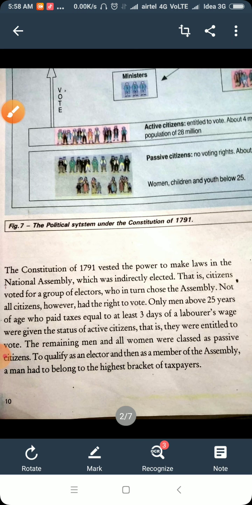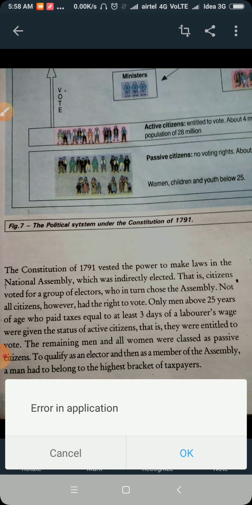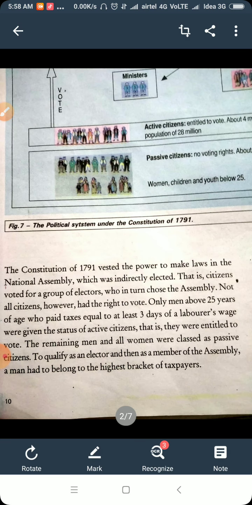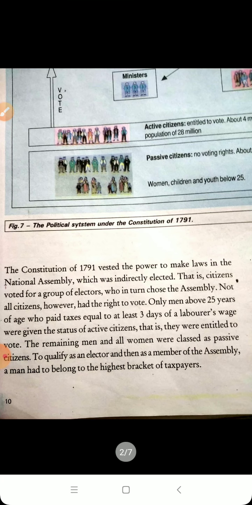So it happened later. To qualify as an elector, and then as a member of the assembly, a man had to belong to the highest bracket of taxpayers. That means if you want to contest the election, to become a member of the assembly you should belong to the highest bracket of taxpayers. You should come in the category of taxpayer. That's why you get a chance to be a contestant.